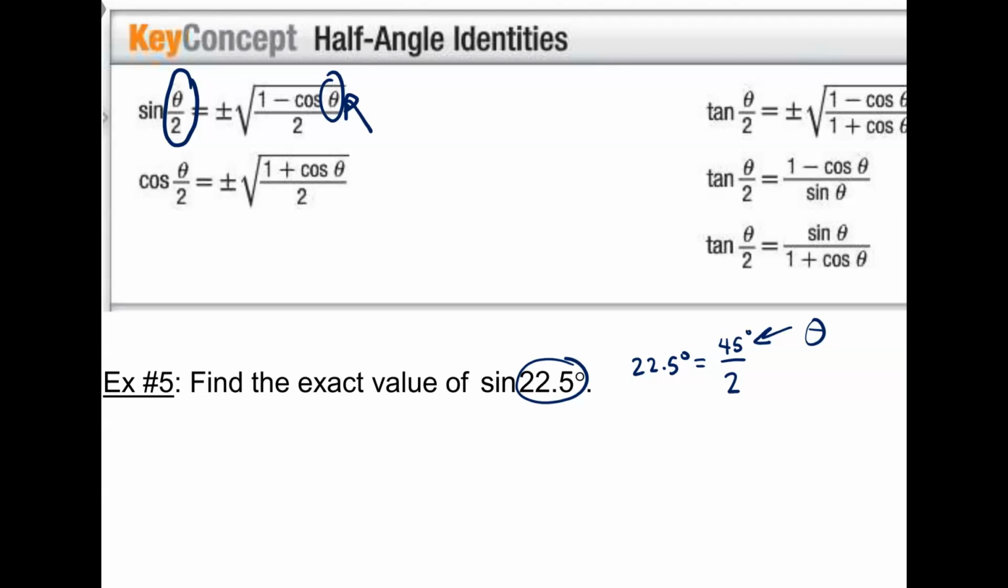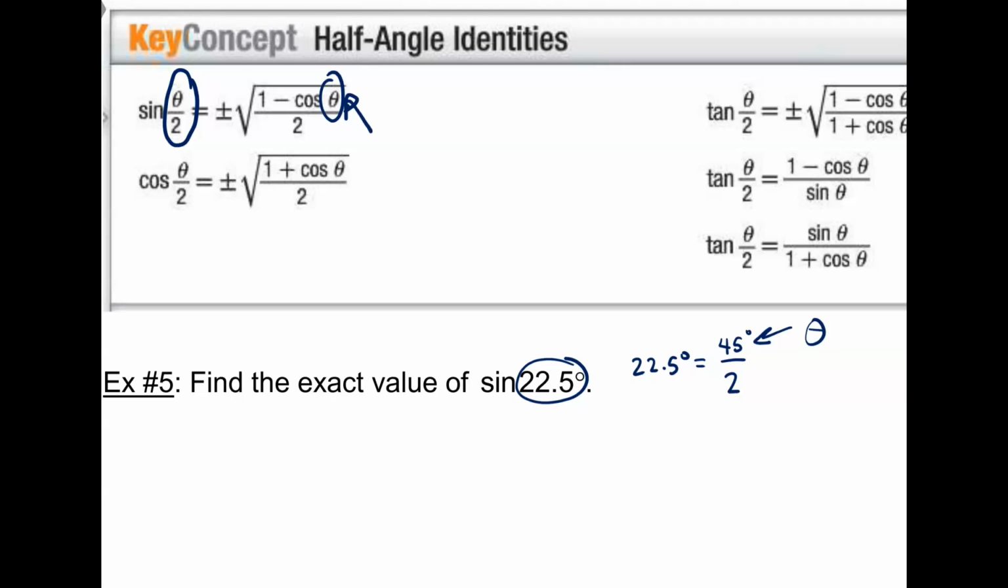So I can rewrite 22.5 as sine of 45 over 2. And notice it's theta over 2 in the equation. So when I say 45 over 2, the 45 is the angle I'm going to be plugging into the identity. This was a point of confusion last year. I want to make sure we understand it this year.